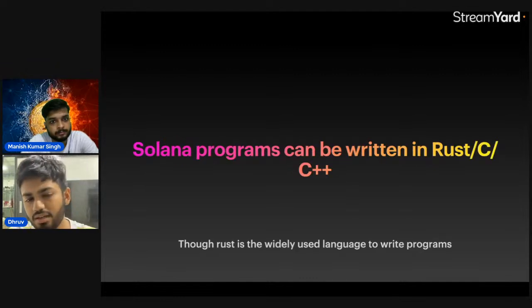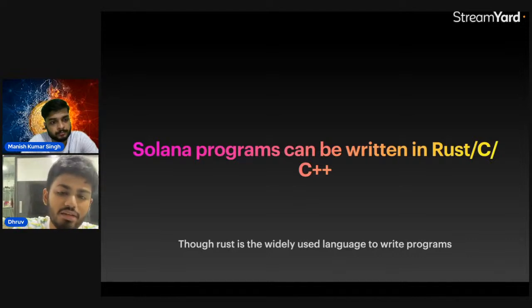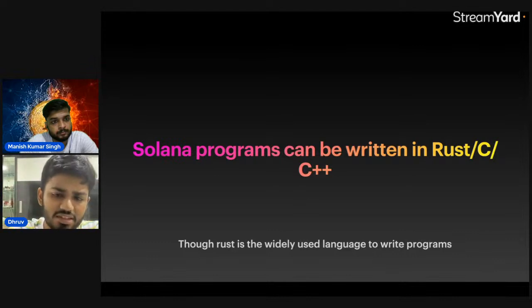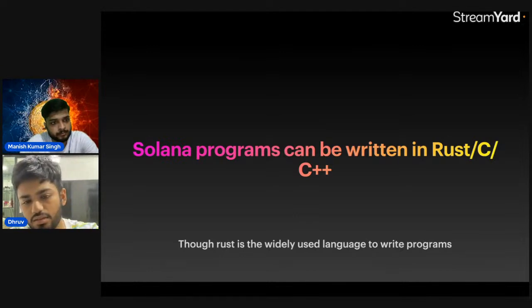In Solana, the smart contracts can be written in any low level language. It can be written in Rust, C, C++, and it can even be written in Move, which is a new language developed by Facebook on top of Rust, but basically for blockchain. Even that can be used to write Solana programs. But mainly people use Rust because there's a framework called Anchor, which is written in Rust and makes the development super easy.